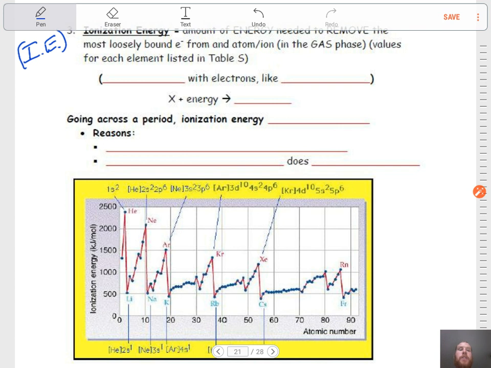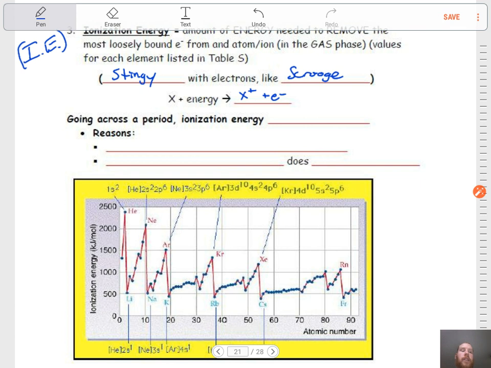So think about elements, okay? They are stingy with their electrons, meaning they want to hold on to them, kind of like Scrooge with his money, right? So if you have X plus energy, then you're going to have X plus an electron taken off. So these are losing electrons here. So you're trying to remove an electron.